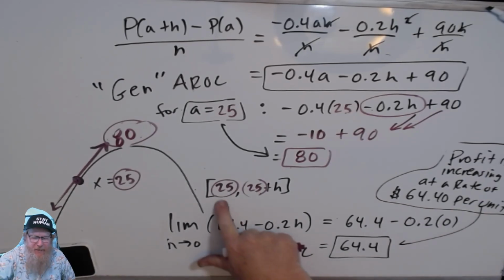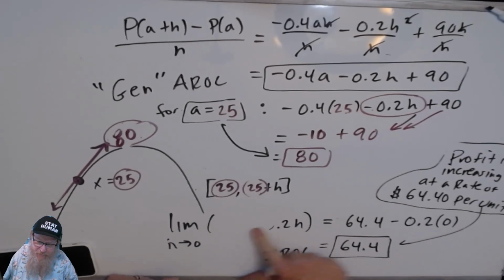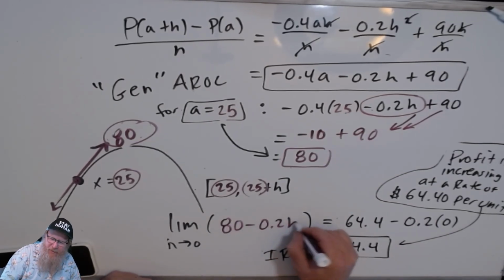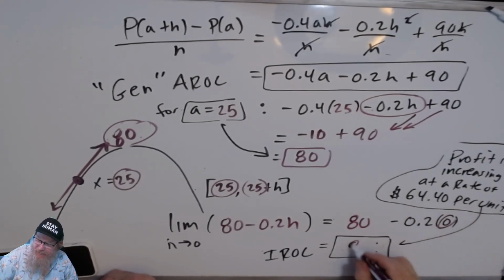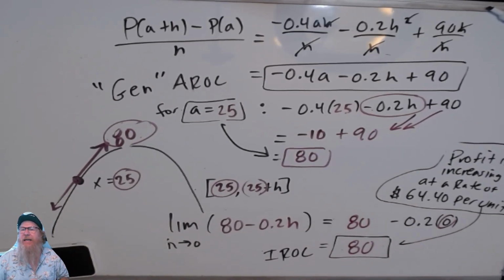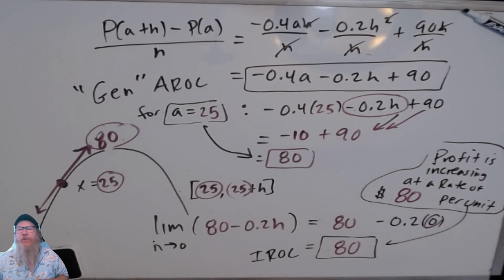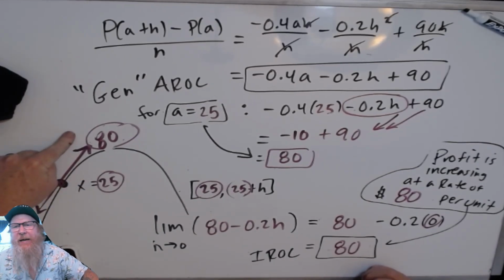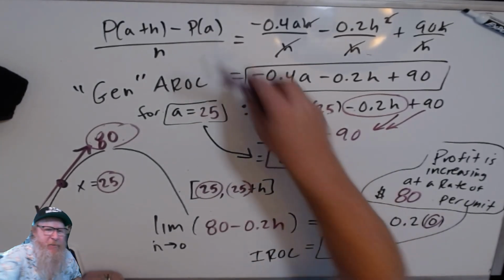All right. Again, the value of a is randomly chosen, so it's not going to matter. In this case, you're going to get 80 minus 0.2h. You're going to take the limit as h goes to 0. So now you just saw the same problem with two different a's. And this time the profit is increasing at a rate of $80 per unit. I do think it's interesting that when it was 64 for x, the rate was also 64. But that was just a coincidence, however interesting or not.